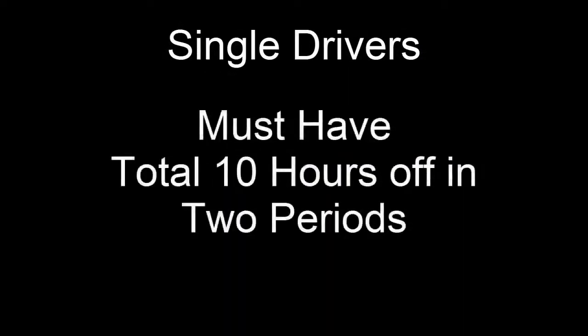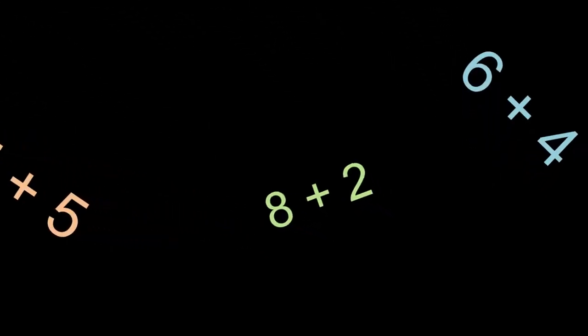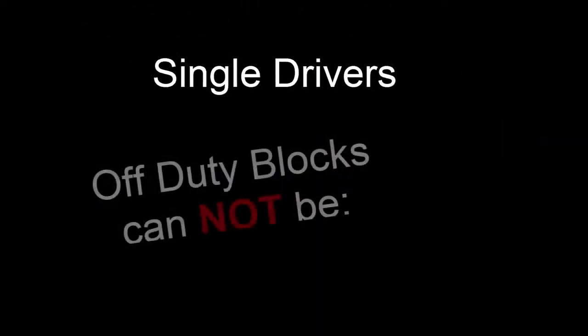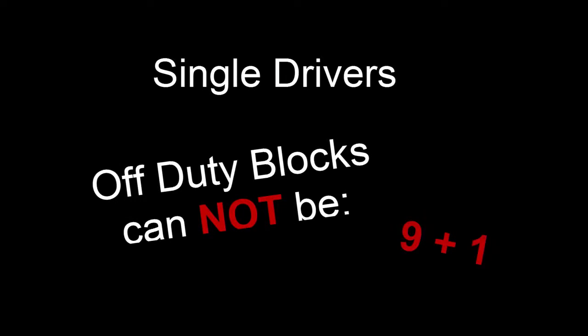The difference between the single driver and the sleeper team is that the single or solo driver has to spend a minimum of 10 hours off-duty in 2 periods. The 2 periods can be 3 and 7, 6 and 4, 5 and 5, 8 and 2. Although the 8 hours rest is also an anchor rest period even without a sleeper. 9 and 1 would not be allowed because the 1 hour would not qualify as sleeper time.